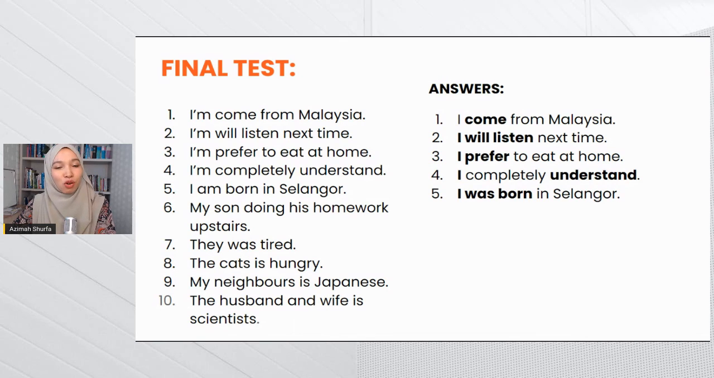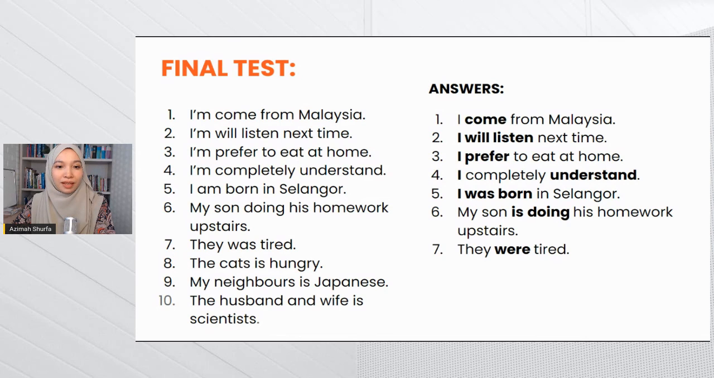Number 5, I was born in Selangor. Number 6, my son is doing his homework upstairs. Number 7, they were tired. So I would like for you to maintain the past tense. They were tired. If you want to write they are tired, then you're changing the tense. Okay? The cat is hungry should be the cats are hungry. Are, be verb there. Cats are plural.